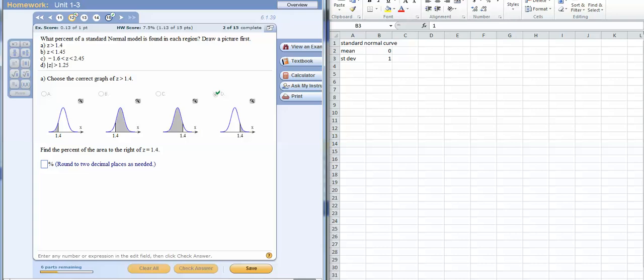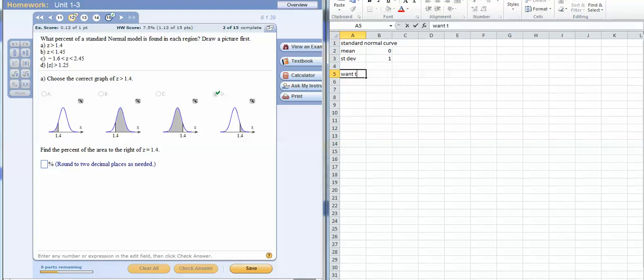Now, you want to find the percent of the area to the right of z equals 1.4. You're going to use the norm.dist function on your calculator. On the computer, there is a norm.s.dist function that only deals with the standard curve, but just so that we're always doing the same thing, I'm going to use the norm.dist function. You could use norm.s.dist if you wanted, because you're dealing with a standard normal. When you want the area to the right, you have to use 1 minus the function.